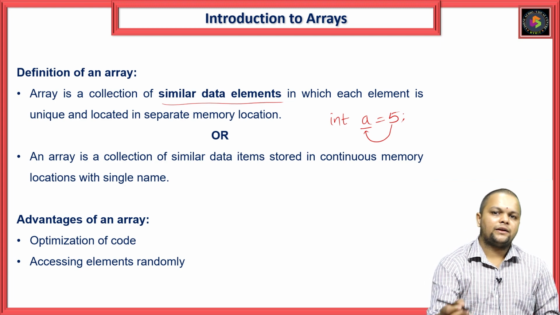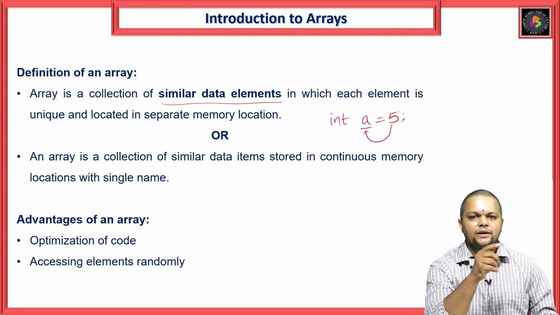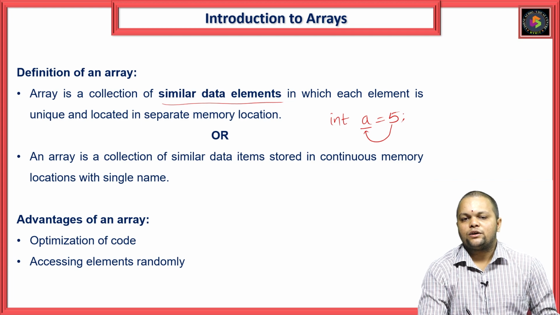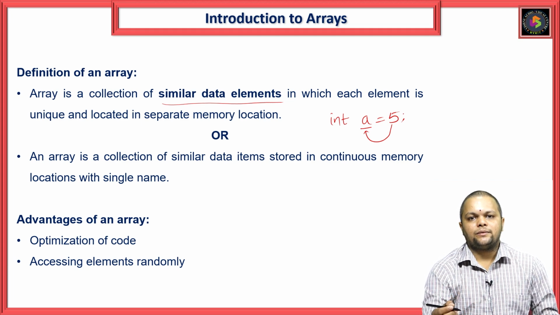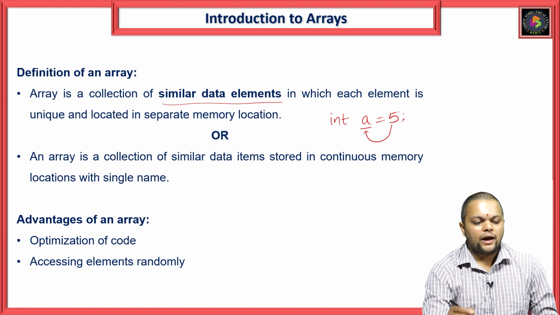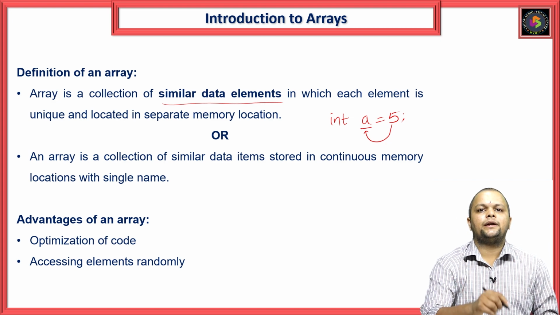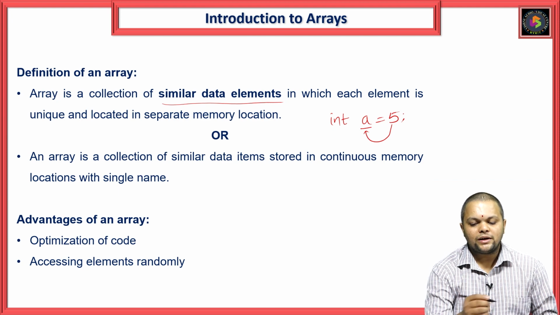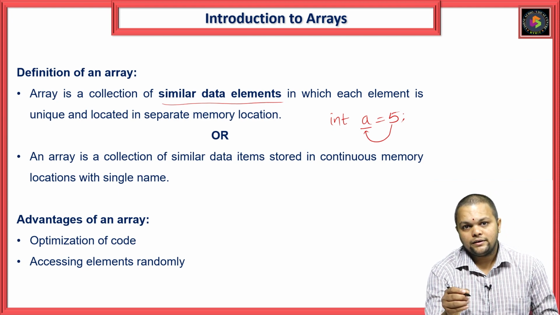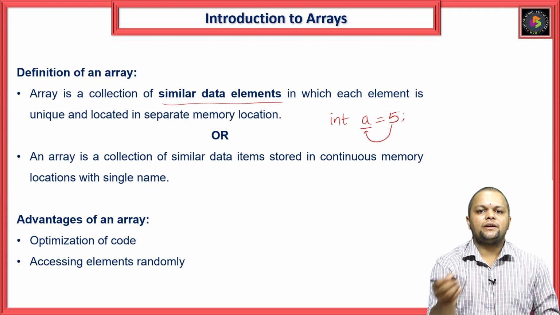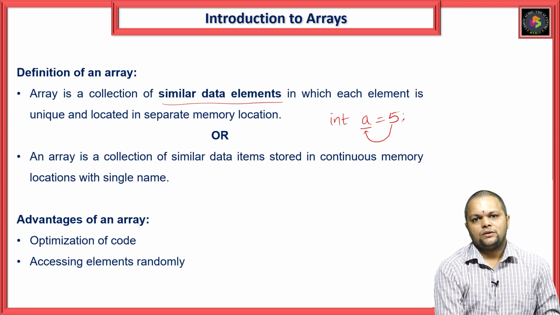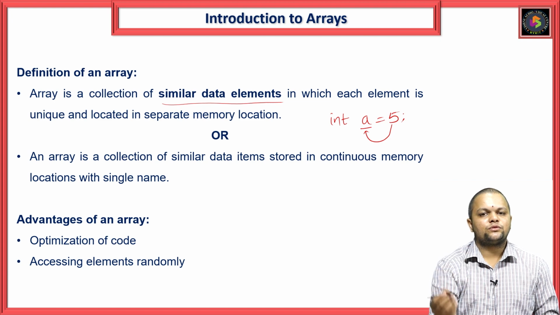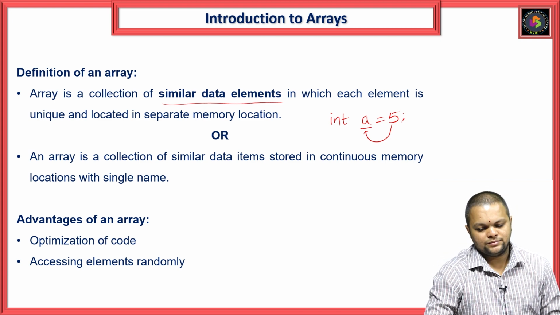In order to rectify that, if I want to store a particular record, a set of marks of a student, I can use an array. How can I use an array? I can use an array with similar type of data elements, and those are stored in separate, different memory locations, not in the same location. The base address is the same, but elements will be stored in different memory locations.